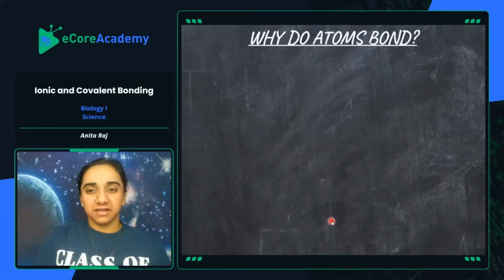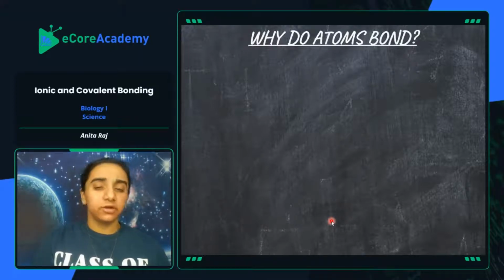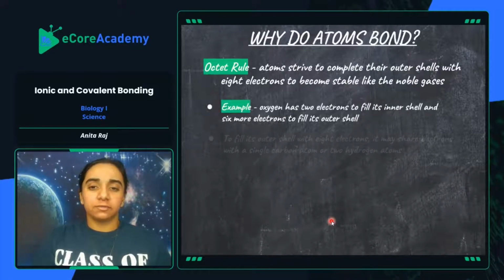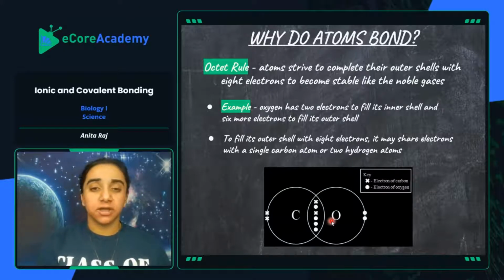Okay, so let's get right into the first slide. So the first question we're going to ask ourselves is, why do atoms form these bonds? Despite the bond, it doesn't matter if it's ionic, covalent, or metallic, just a general question, why are atoms forming these bonds? So let's go back to a concept I introduced in the last video, which was the octet rule.